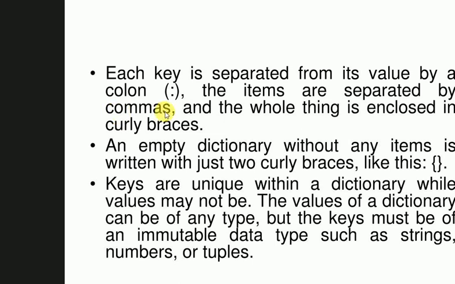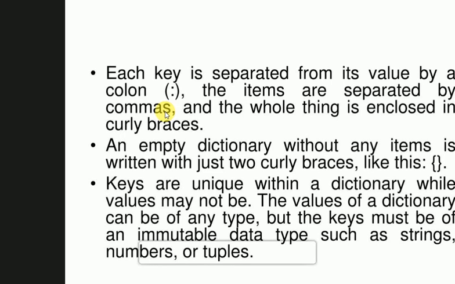In tuples we use round brackets, and in lists we use square brackets. Here we will use curly braces. An empty dictionary without any item is written with just two curly braces. If I want to initialize something empty, I need to write it like that.